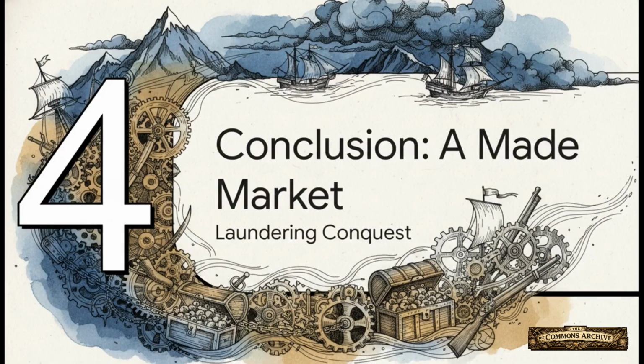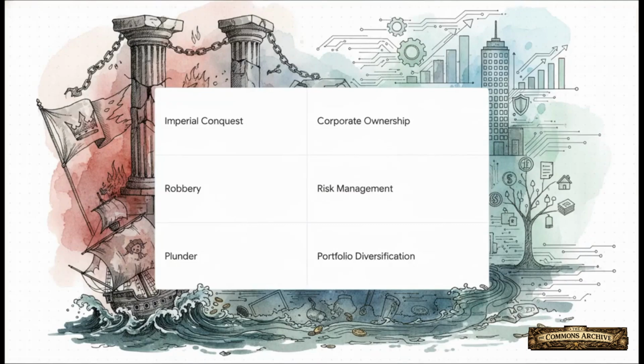So let's bring this all together. What's the key takeaway from this briefing? It's that the free market is not some natural force like gravity. It's a human invention. It is a system that was deliberately constructed to launder the profits of conquest into legitimate, respectable wealth. You can see this transformation perfectly in the language we use.